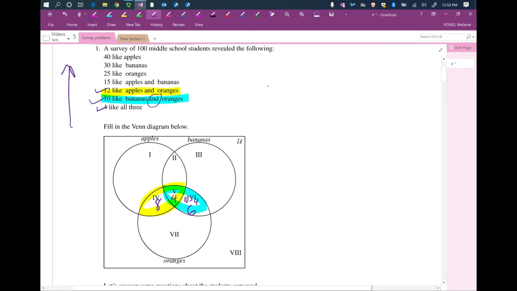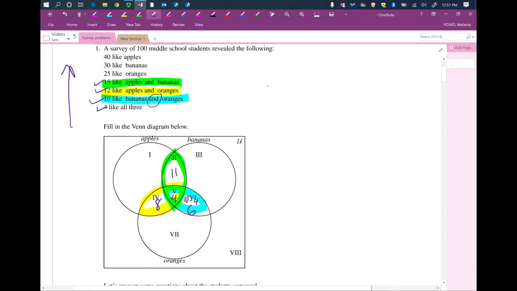15 like apples and bananas. So here's the apple circle. And here's the bananas circle. So 15 like apples and bananas. Apples and bananas will be the intersection of those two circles, which I've done in green. So these two regions add up to 15. We've already accounted for 4 students. So 15 minus 4 goes here, or 11. Then we keep going upward.